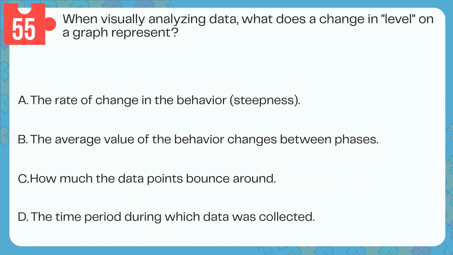Question 55. When visually analyzing data, what does a change in level on a graph represent? A. The rate of change in the behavior, steepness. B. The average value of the behavior changes between phases. C. How much the data points bounce around. D. The time period during which data was collected.